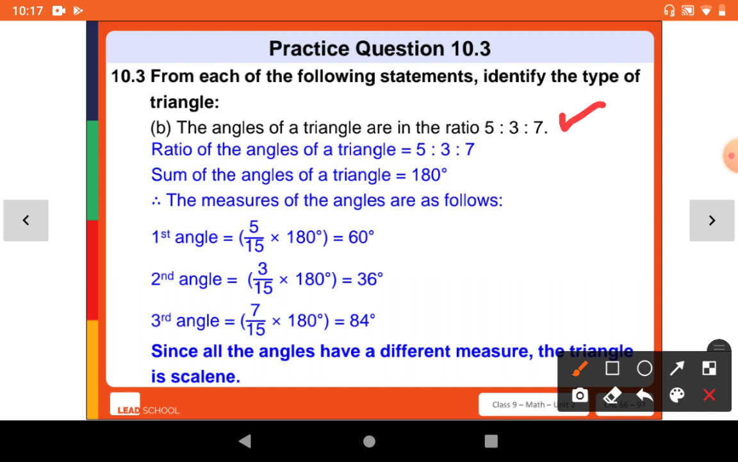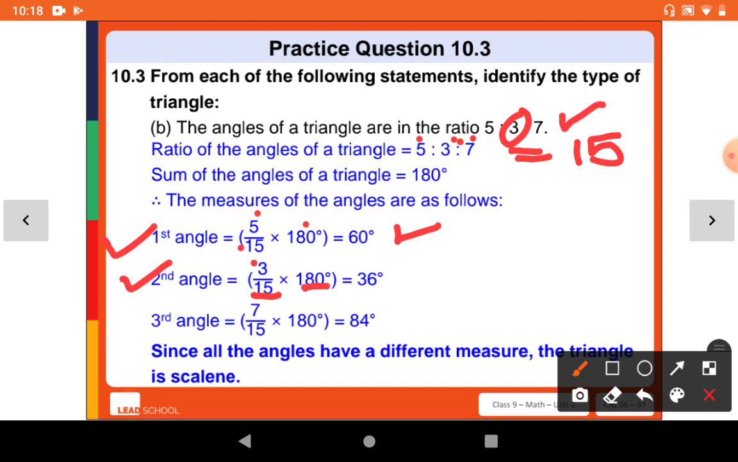Method number 1. First of all, we have done the sum of the ratios, that is 5 + 3 = 8, 8 + 7 equals 15. Now the first angle was having ratio 5 and total is 15 and we have multiplied by 180. Hence after solving we have got the first angle, that is 60 degrees. Similarly, the second angle, 3 is the ratio of the second angle and 15 is the total ratio, multiplied by 180.